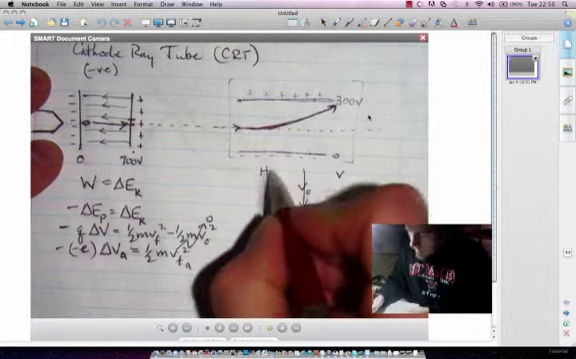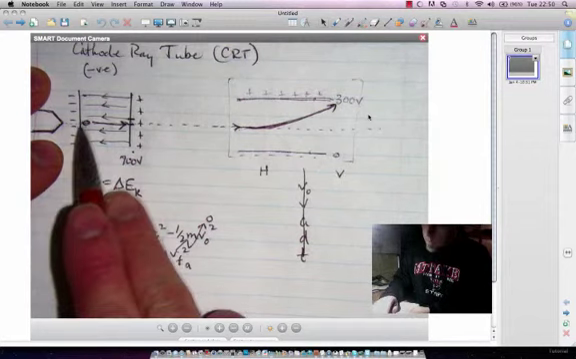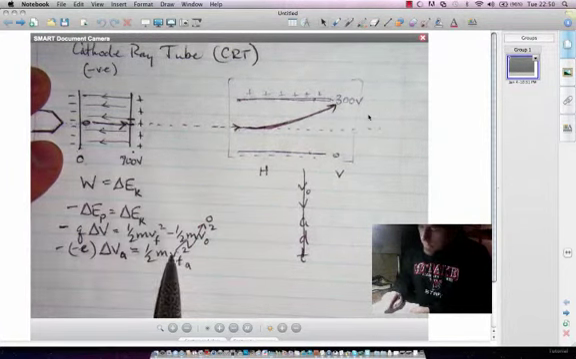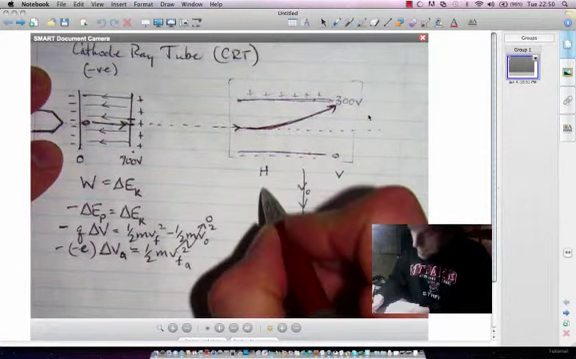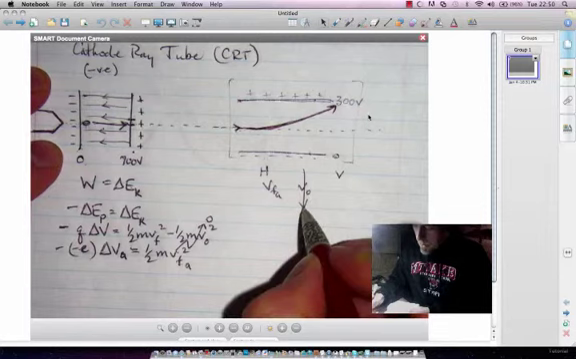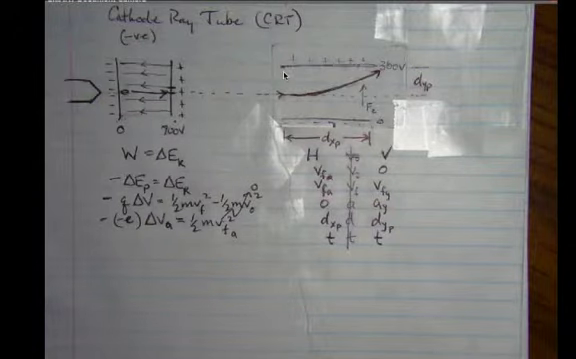So the initial velocity in the horizontal is the velocity that it attained when being accelerated through these plates right here. So that velocity is VFA. We have the final velocity being the same because there's no acceleration.